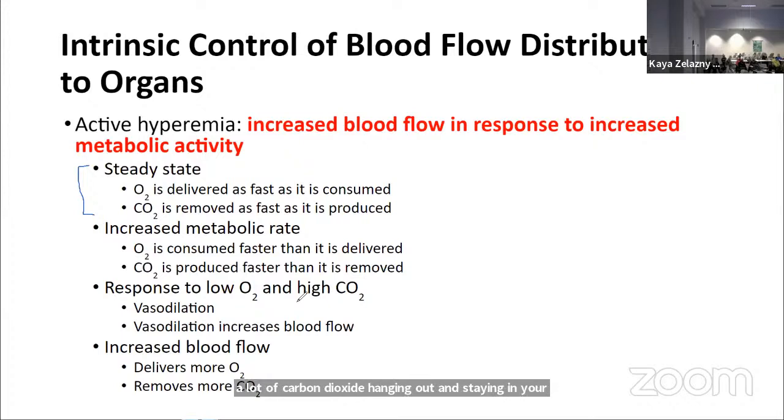It's not good. Okay. So our response to this low O2 and this high CO2 is to increase the blood flow, delivering more oxygen and removing more CO2.